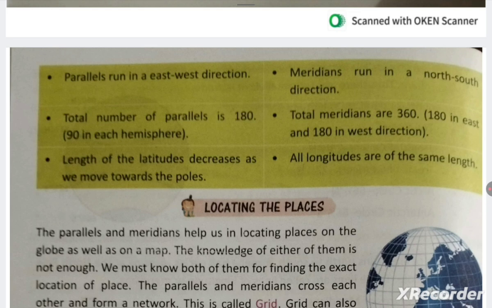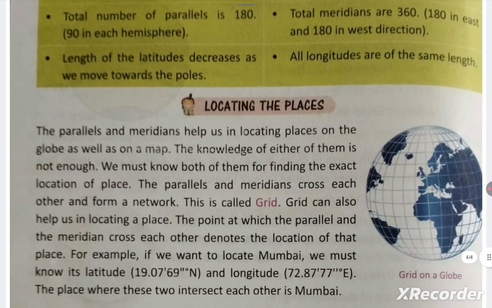Total number of parallels is 180, 90 in each hemisphere. Total meridians are 360, 180 in east and 180 in west direction. Length of the latitudes decreases as we move towards the poles. All longitudes are of the same length.